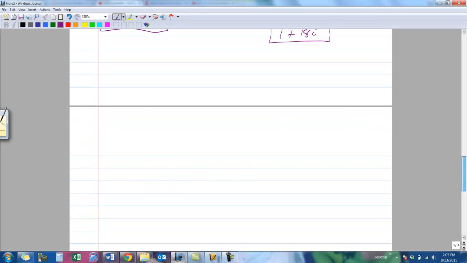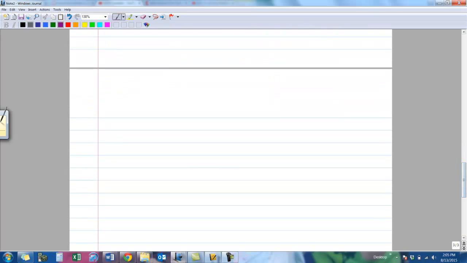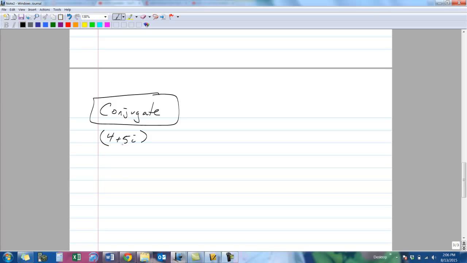All right, I got one more section, and then I'll let you be. This next section is called the conjugate. Now, the conjugate is kind of a weird thing. Let me give an example here. Let's say I give you 4 plus 5i. I'm going to show you what the conjugate is, and I'm going to show you a couple examples, and let's see if you can understand what a conjugate is.